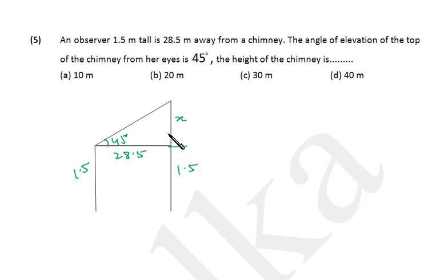Now see what happens over here. This is a triangle we are getting. This angle is 45 degree, this is 90 degree, that means this is also 45 degree, right? So that means this length and this length must be same. So if it is 28.5, it must be 28.5, right? Now the total height of the chimney, from this point to this point, is 28.5 plus 1.5, that's 30 meter. As simple as that. Okay.